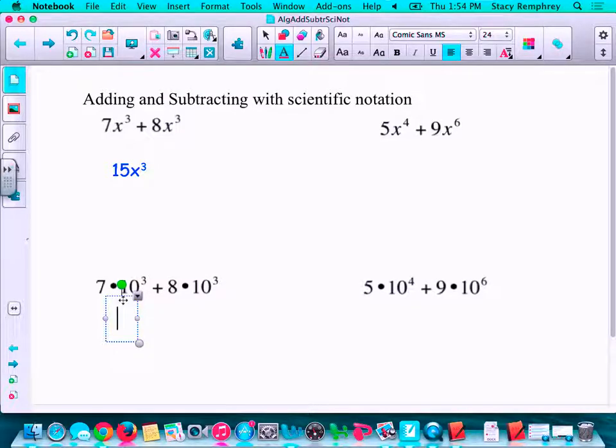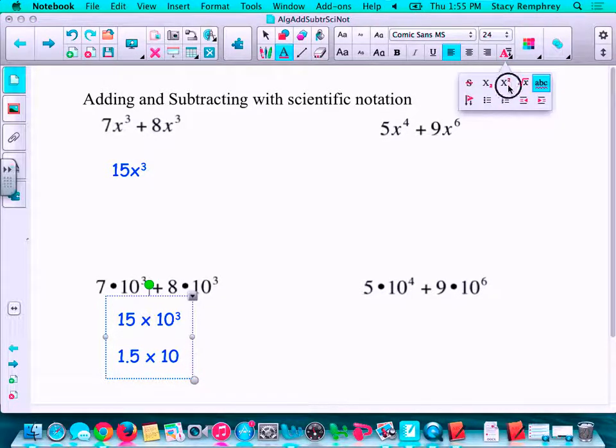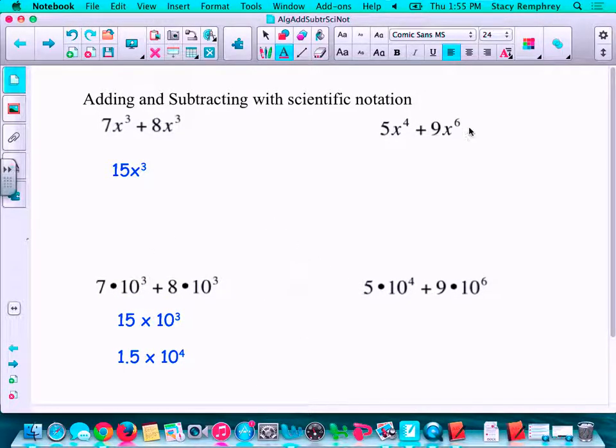So we're going to add the 7 and the 8, 15, and I'm going to keep the 10 to the third. That's not in scientific notation, so I have to fix that. So I get 1.5 times 10 to the fourth. And if you're struggling with that, I did that before. Come see me. I'll help you with that.